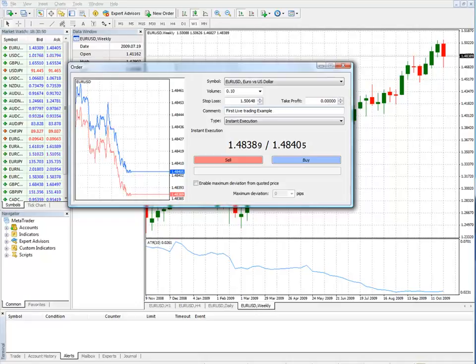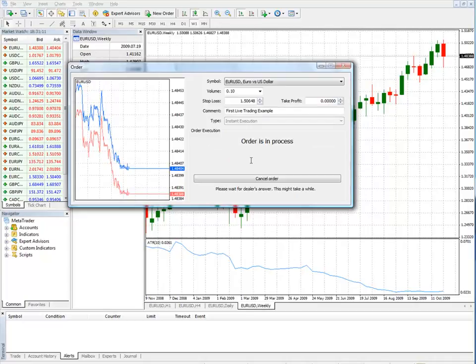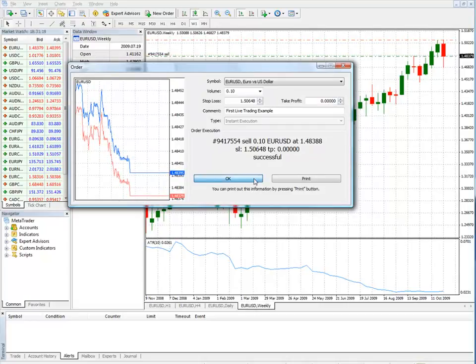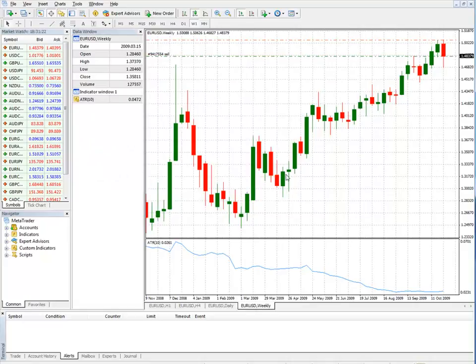Placing an order. Okay. That's all it let me do there. Okay, first live trading example, and here we go. I'm going to sell at the market. Oh, there we go. It says successful. I'm going to press OK. And you can see from up here that we are officially short.